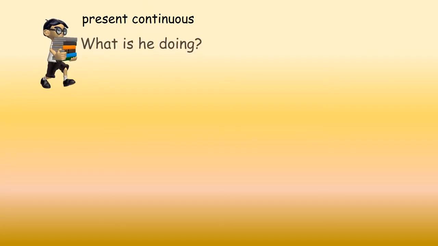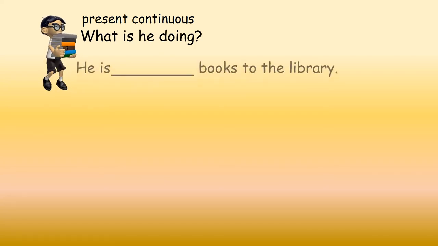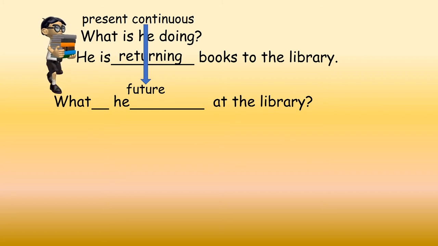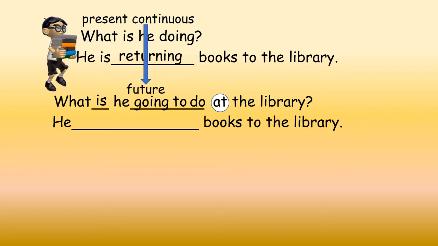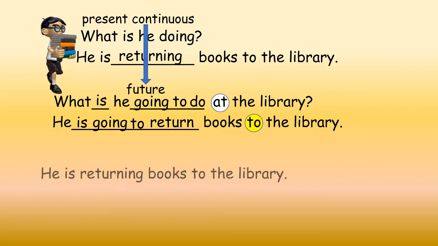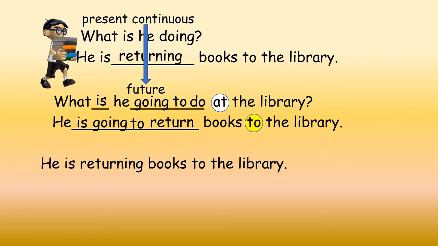Present continuous. What is he doing? What's the verb? He is returning books to the library. Future. What is he going to do at the library? He is going to return books to the library. He is returning books to the library.